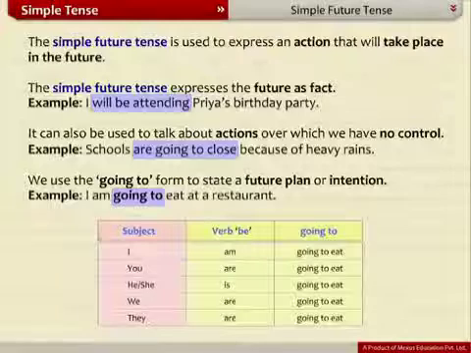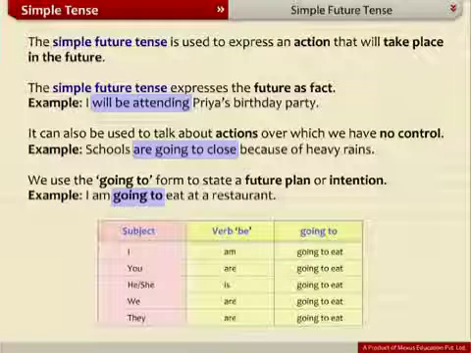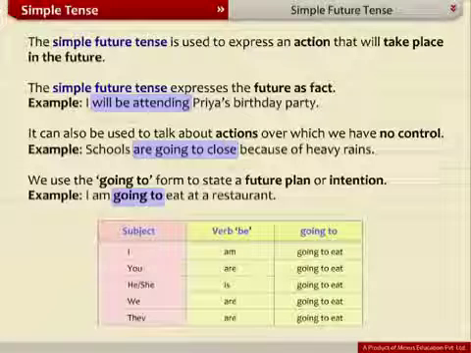Going to form. The table is given. Subject, verb be, going to. I am going to eat. You are going to eat. He, she is going to eat. We are going to eat. They are going to eat.